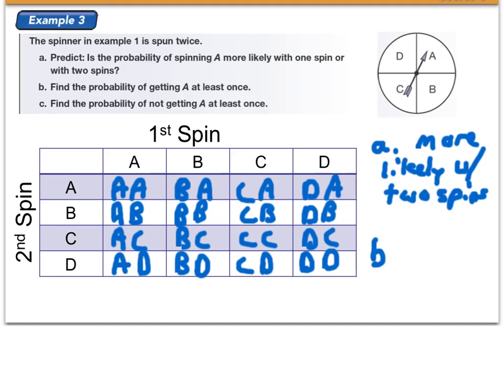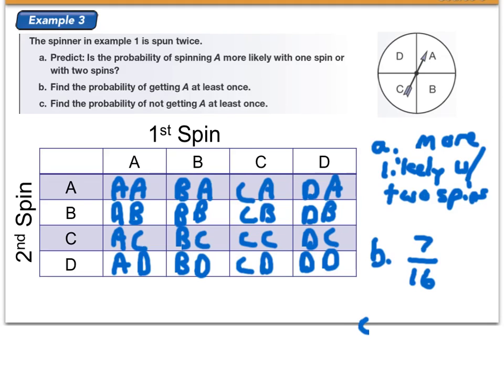So now look at part B. It says find the probability of getting A at least once. So I need to look at my table and tell how many times in here do I have A at least once. Well, I've got 1, 2, 3, 4, 5, 6, 7 ways to get A at least once out of spinning the spinner twice. Out of how many total things can happen? Well, we just said there were 16 things total here. So I've got a 7 out of 16 chance of spinning A at least once. So that's almost half, but not quite.